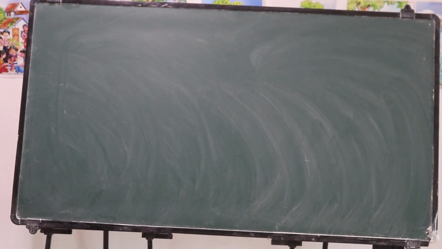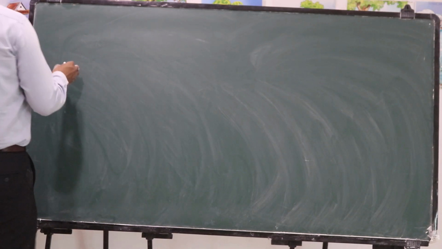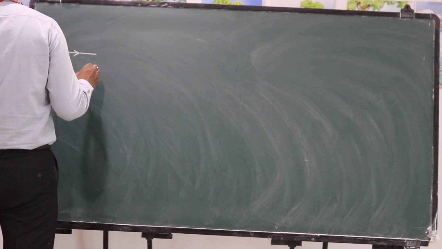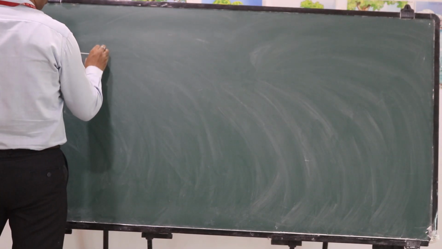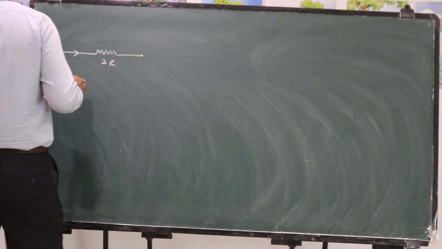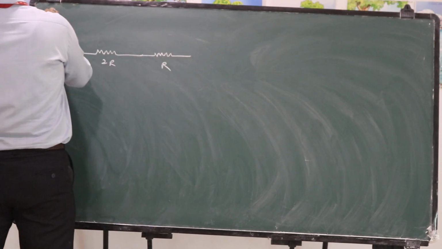Now let us solve one more problem. The problem is like this. Current is coming in this way. It is going into a resistor of resistance 2R. Then it is going into a resistor of resistance R. This is the question.